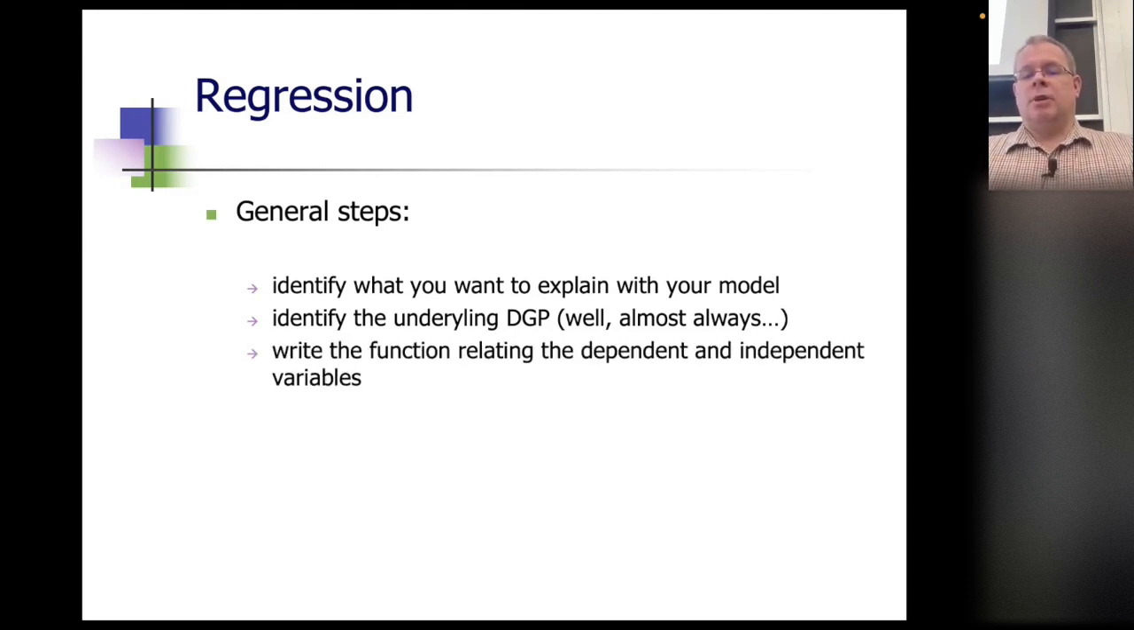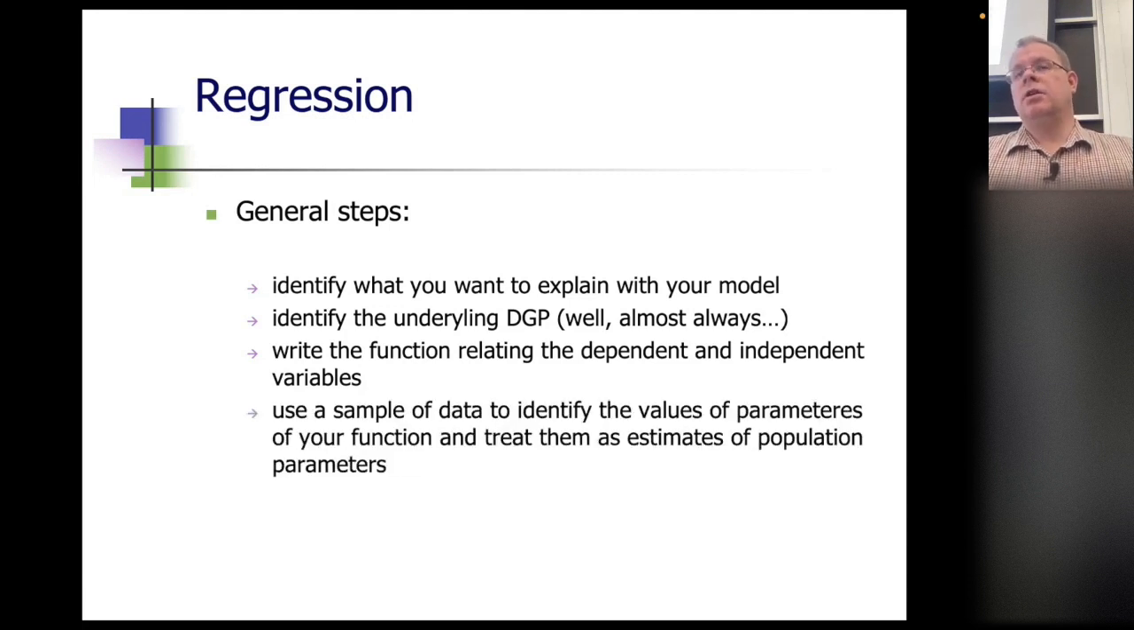However, the next step, whatever happens, is that you need to propose the function that relates the object that you are trying to explain with some other variables, which are called independent variables or explanatory variables, which are supposed to have influence on the object of your interest. And then you need to gather a data set in order to identify the exact function that links the values of the dependent variable and the values of the independent variables.